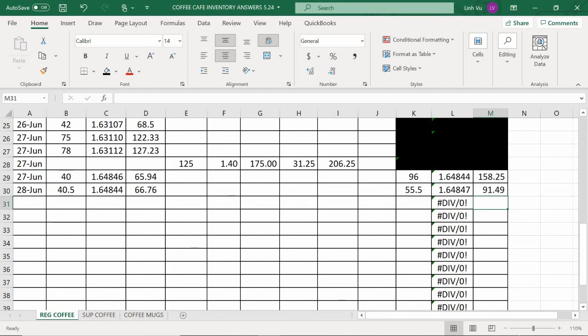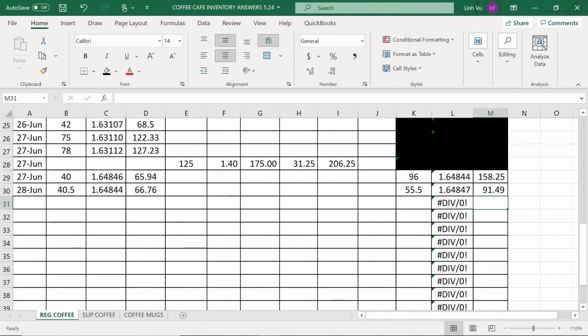Yes. Think of it, if you are in a real store, if you have 96 items and you sold 40 and a half of them, how much do you actually have left? You have 55.5 left. Exactly. And the total of that amount that you have left is the 91.49. Correct. Because you sold $66.76 worth of it.